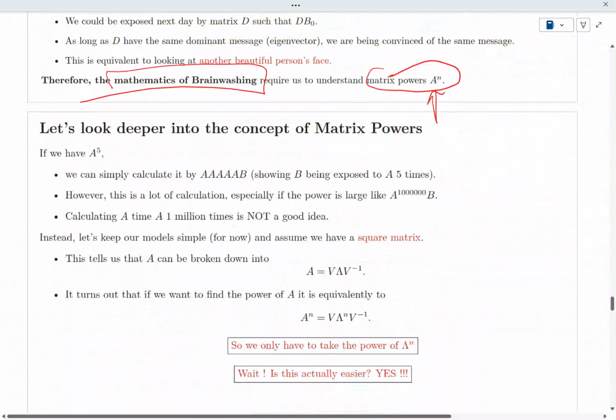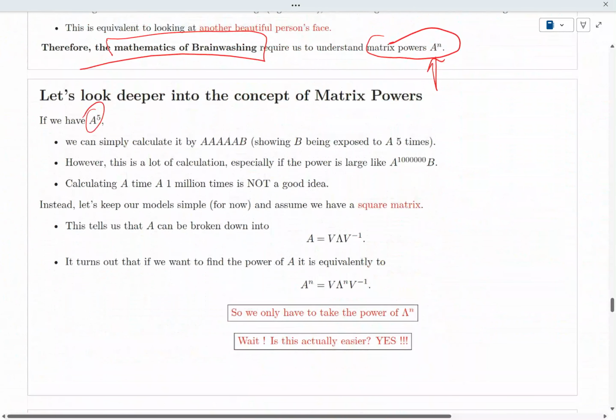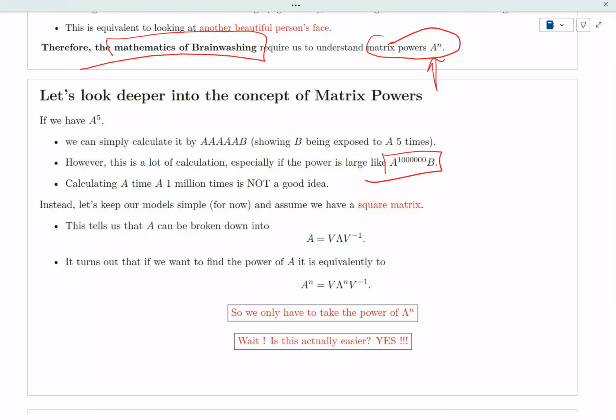Right? So let's say we have A to the fifth power. Like I told you, you could just multiply b by A 5 times: 1, 2, 3, 4, 5, right? But you don't want to do that. What if you have A to the 1 million? Then it gets very, very complicated. It could take you a long time. Instead, can we just know what this is?